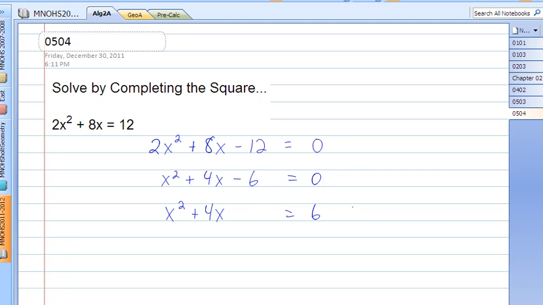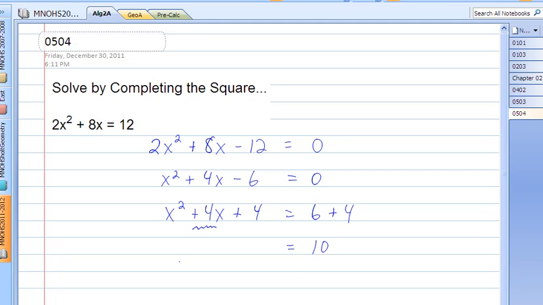Now, this is the important part to complete the square. What you're going to do is look at this number right here, this plus 4. You're going to take half of that number and you're going to square it. So half of 4 is 2, and 2 squared is 4, and you're going to add that to both sides. Okay, now on the right hand side, this isn't too bad. We're just going to simplify. 6 plus 4 gives me 10.